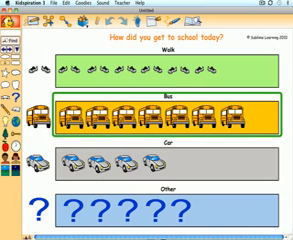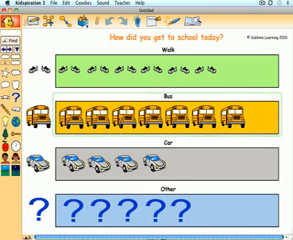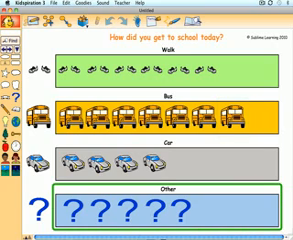For example, what was the most common way to get to school? How can they tell from the graph? The row of buses is longer than any other row. How many more kids rode the bus than walked? How did they get their answer from the graph? There is one more bus than there are pairs of shoes.